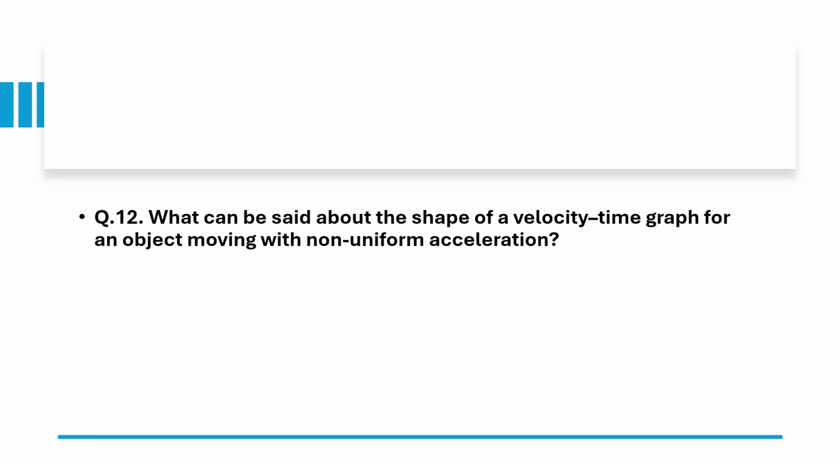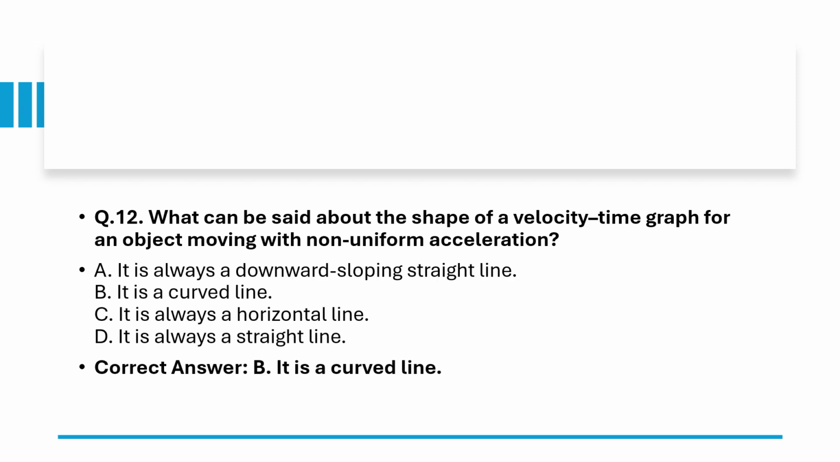What can be said about the shape of the velocity-time graph for an object moving with non-uniform acceleration? Option B, it is a curved line.